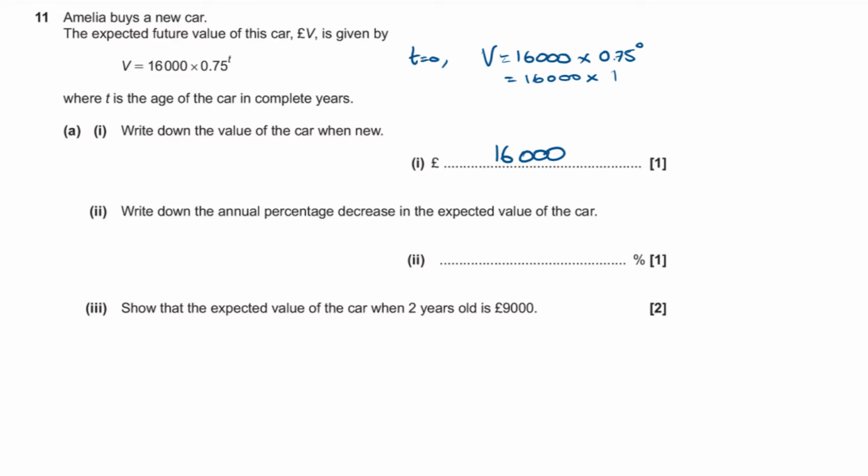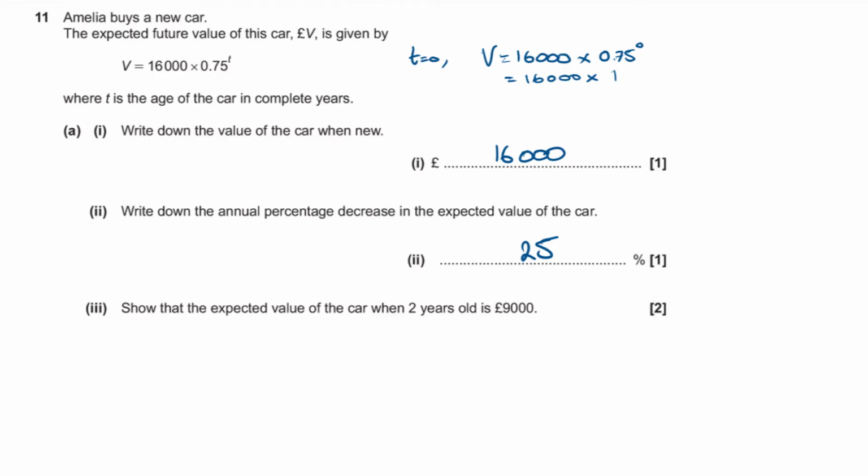Part 2 says write down the annual percentage decrease in the expected value of the car. So basically you're repeatedly multiplying the value by 0.75, aren't you? Which is 75%. So if you're multiplying through by 75%, it means you're decreasing by 100 take away 75. It's going to be a 25% decrease, isn't it? Because if you've got 100% and you take away 25%, that is 75%, which is 0.75 as a multiplier. So it's a decrease of 25%.